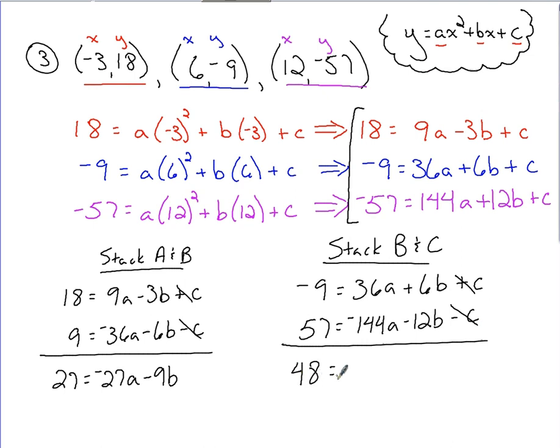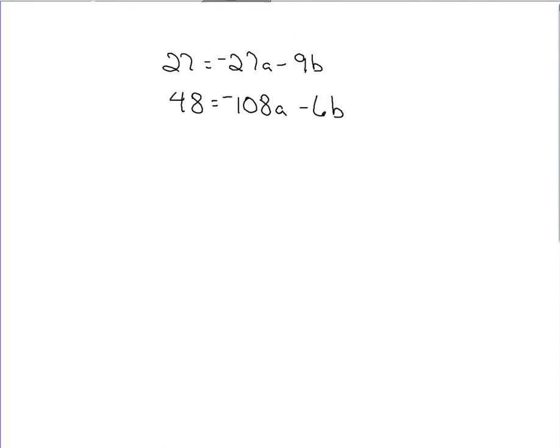You've got -144 and 36, so that's -108a, right? -12, +6, -6b. So far, so good. What you've created now, you've created two new equations with two remaining variables. You take those two, you can stack those together. So let me transfer this over. All right, so transfer them over, stack them again, eliminate again.